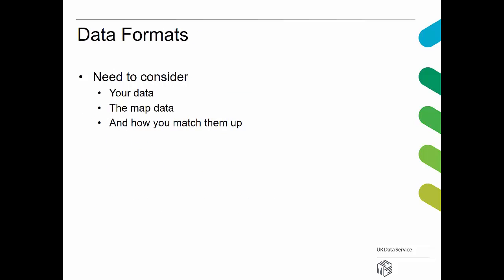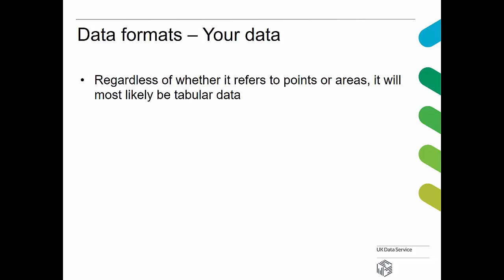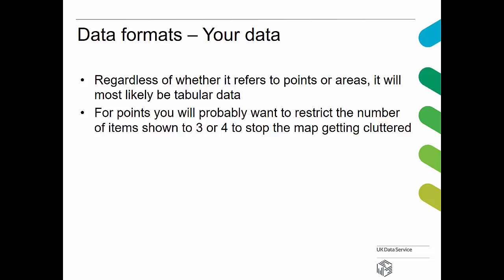What we need to consider is the data that you'll want to put on the map and the map data you have, and how you're going to match them up. So regardless of whether it's points or areas, it will most likely be tabular data, as we saw before. You can put any amount of data on the map you want to, in theory, but in general you probably want to limit this to 3 or 4 items, otherwise the map just begins to get too cluttered.